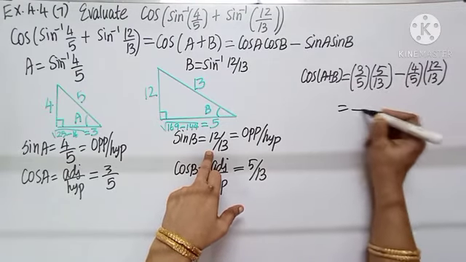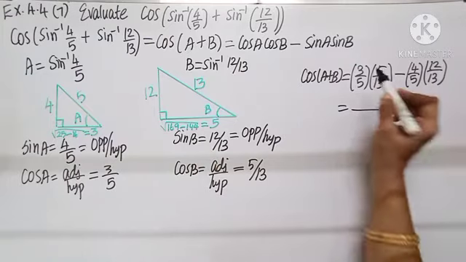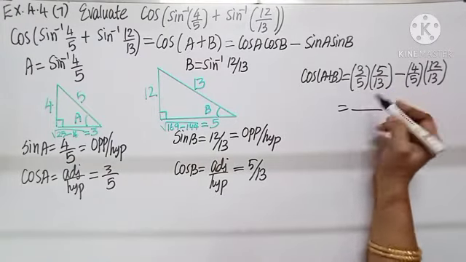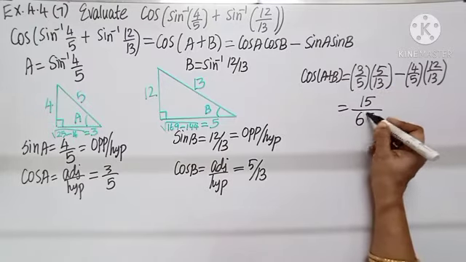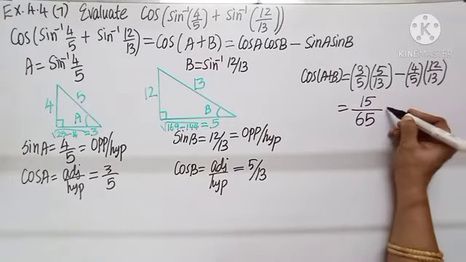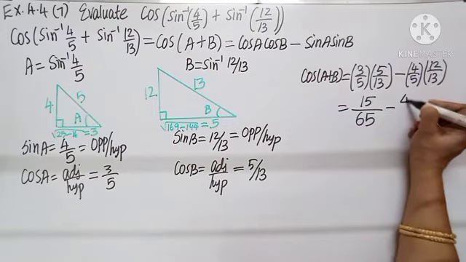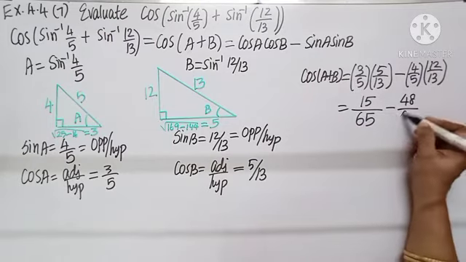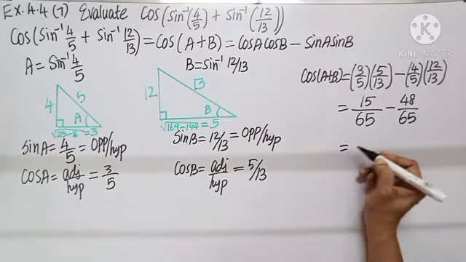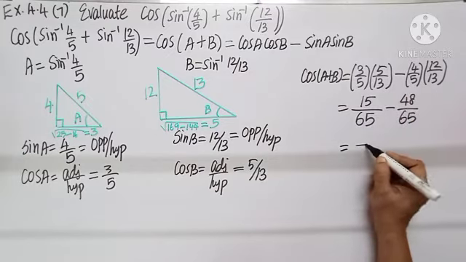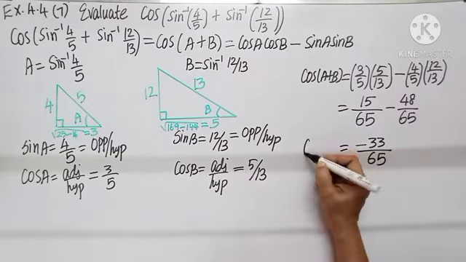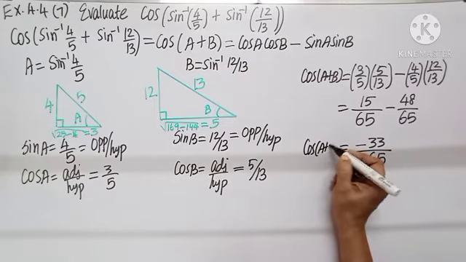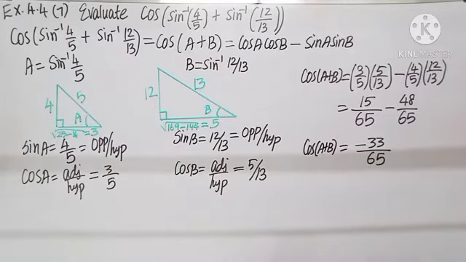Never try to cancel. We need to take LCM. So multiply the numerator. 3 5s are 15. Multiply the denominator. 5 into 13, 65. Minus 4 12s are 48. 5 13s are 65. We get 15 minus 48. That is minus 33 by 65. And that is the answer for cos A plus B.